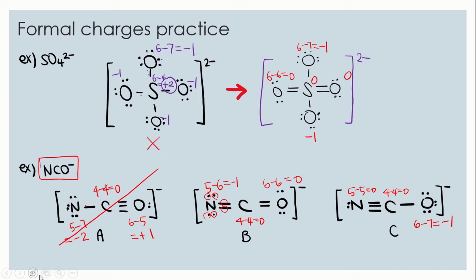And you see that for B, the -1 negative charge resides on the nitrogen. But for C, the negative charge resides on the oxygen atom. And we just learned from the rules that negative charges should reside on the most electronegative atom. And in this case, oxygen is more electronegative than nitrogen. So the negative charge should reside on the oxygen, which will make C the most probable Lewis structure.